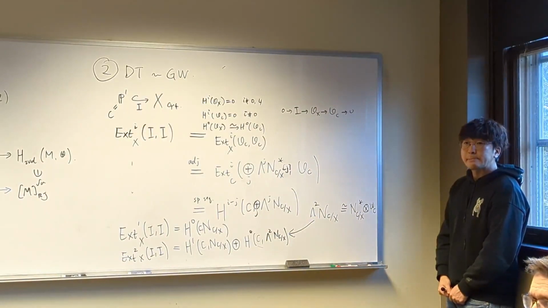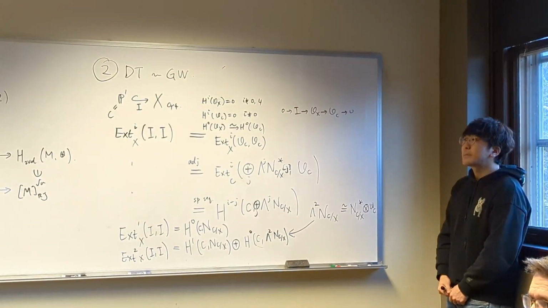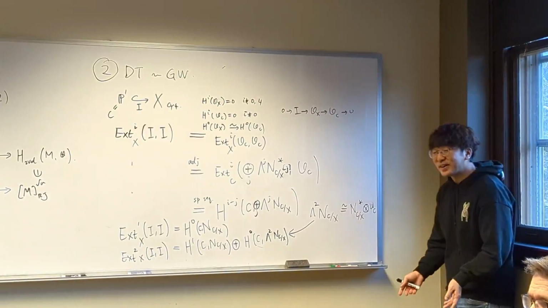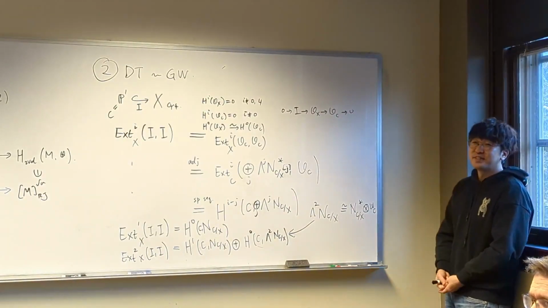So if you had a cubic form instead of a quadratic form, could you construct a cube root of the Euler class? I don't think so. So far it's not.